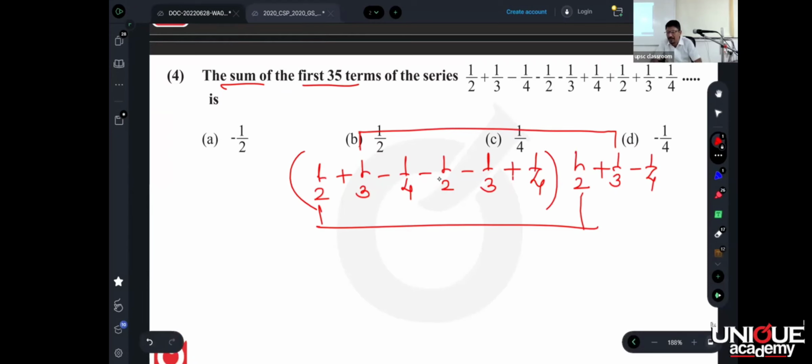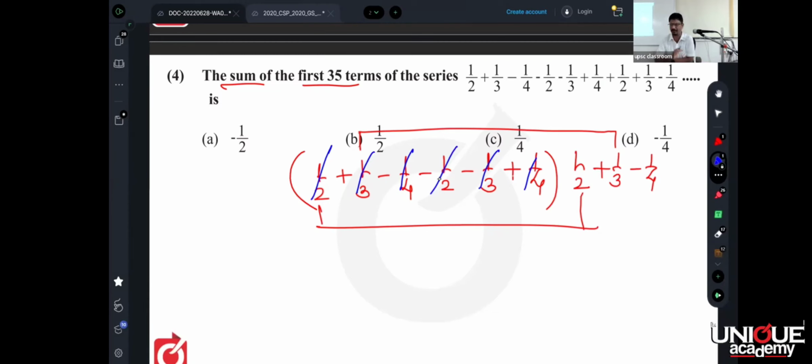Is it clear? Now in the first 6 terms, we have plus 1 by 2 minus 1 by 2 cancelled, plus 1 by 3 minus 1 by 3 cancelled, minus 1 by 4 plus 1 by 4 cancelled. All 6 terms are cancelled. The first 6 terms are cancelled. Every such 6 terms will be cancelled, like that till the 35th term, in groups of 6 each.